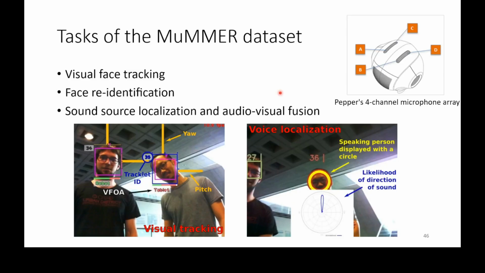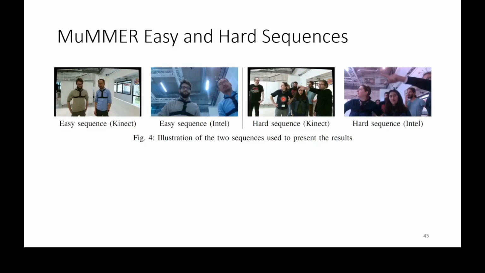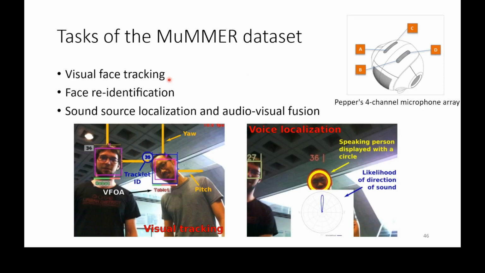Oh, okay, so let's see what the task is. They want to do visual face tracking. It means there are multiple frames, and they want to know who is the one in the previous frame. So this is tracking. The easiest case is if there are only 2 people in the frame, just A and B. But if you have multiple people in the same frame, it makes mistakes more easily.